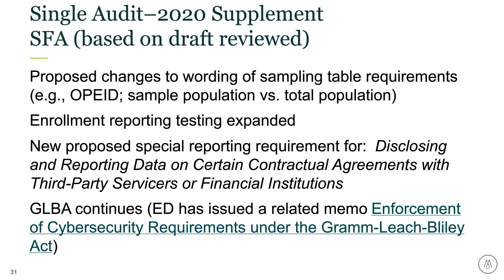For those of you who do this testing, you know there's a fair amount of testing we do for enrollment reporting, and some of the features that we look for in that testing will be expanded. There's also a new proposed special reporting testing related to contractual agreements with third-party services or financial institutions, and this is pretty unique, and we're eager to see how that turns out in the final supplement. And then finally, with the Gramm-Leach-Bliley Act suggested audit procedures, those are relatively new over the last couple of years, and those will be carried forward with no change expected there.